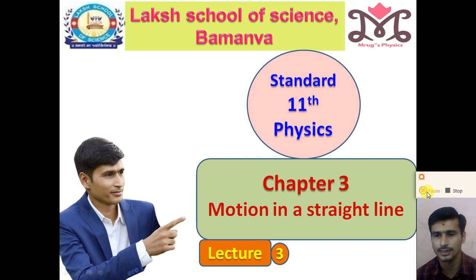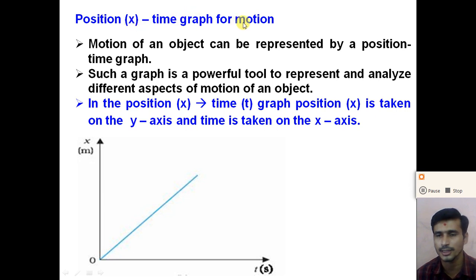Then we will discuss how fast the object moves during its motion, which can be defined with the help of the average speed and the average velocity. So in this video we will discuss what we mean by the average speed, what we mean by the average velocity, what is the difference between the average speed and the average velocity, and how we can calculate them. So dear student, let us start with the first point, the position time graph for the motion.